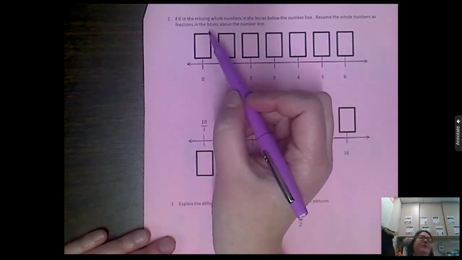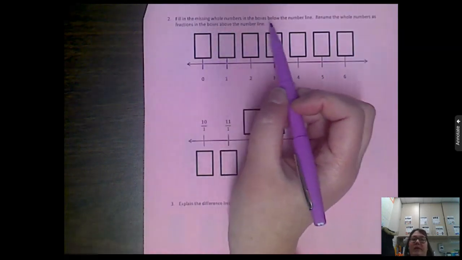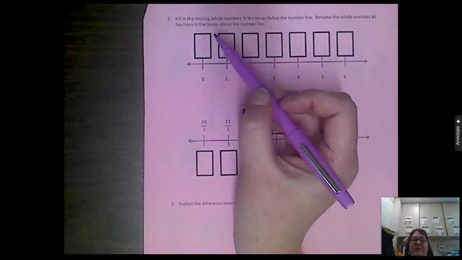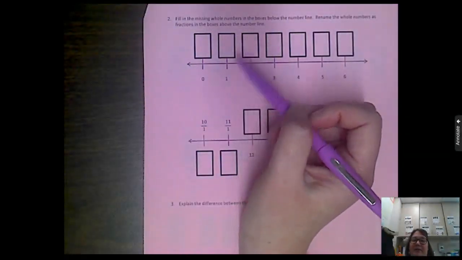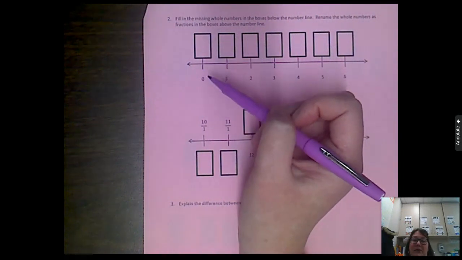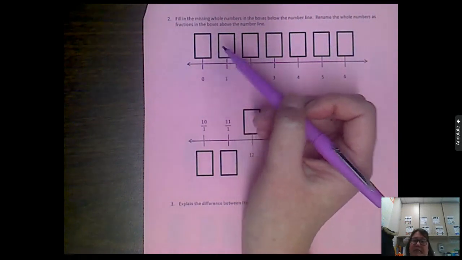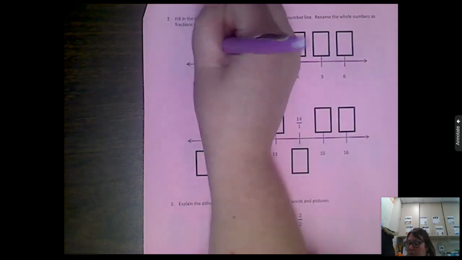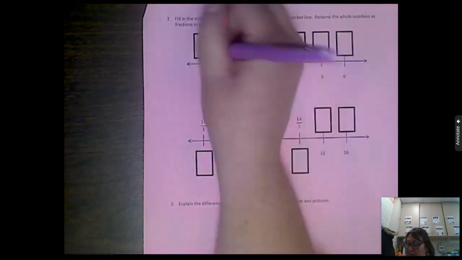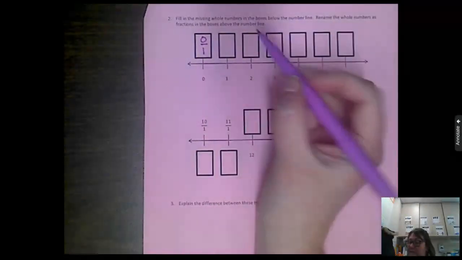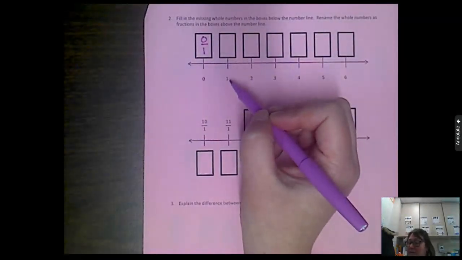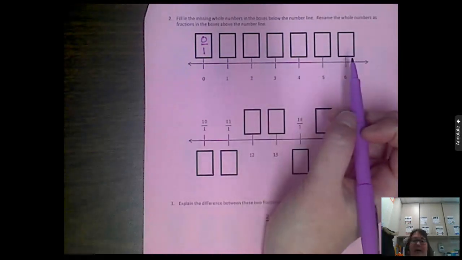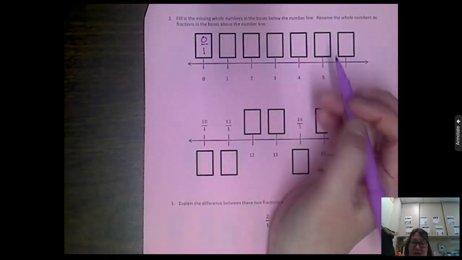So number 2 says to fill in the missing whole numbers in the boxes below the number line, rename the whole numbers as fractions in the boxes above the number line. So for 0 here, there isn't anything there. So we could just put 0/1, even, wouldn't really matter. Okay. Look at the next one. So this is 1 whole. So how would I write 1 whole as a fraction? I could write 1/1.